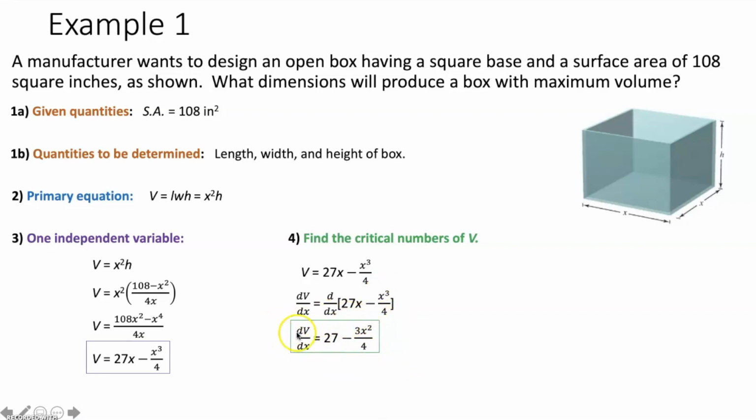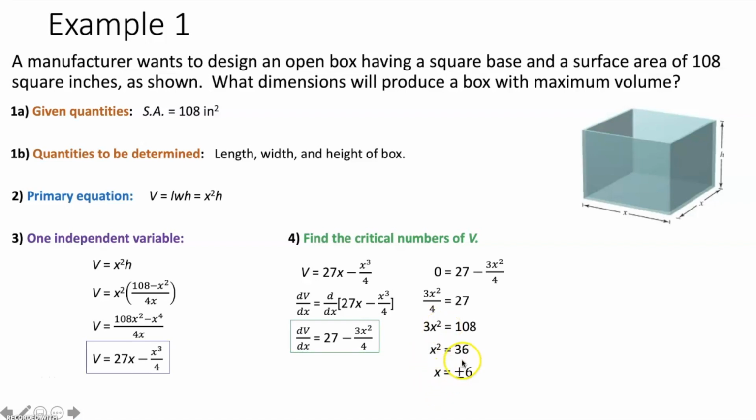So we've taken the derivative of our primary equation, but to find the critical numbers, we need to set that equal to 0 and solve for x. So here, how do we solve this for x? Well, we add 3x squared over 4 to both sides, multiply both sides by 4, divide both sides by 3, and then square root both sides.